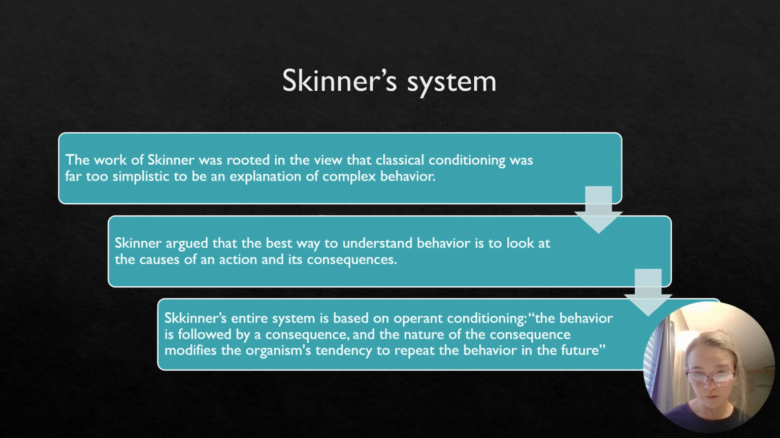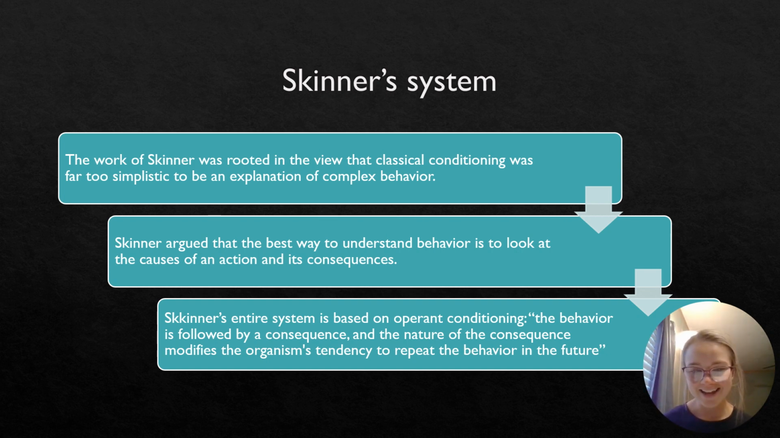Going into his system, the work of Skinner was rooted in the view that classical conditioning was simply too simple, and there needed to be an explanation of these complex behaviors. And I completely agree. After viewing some very complex behaviors, not everything is simple, and Skinner breaks that down in a way that, I don't want to say it's easy to understand, it's not, but it makes sense. Skinner argued that the best way to understand behavior is to look at the cause of an action and its consequences. It's kind of the root of all the evil, so to speak, even if it's not evil, it's just behavior.